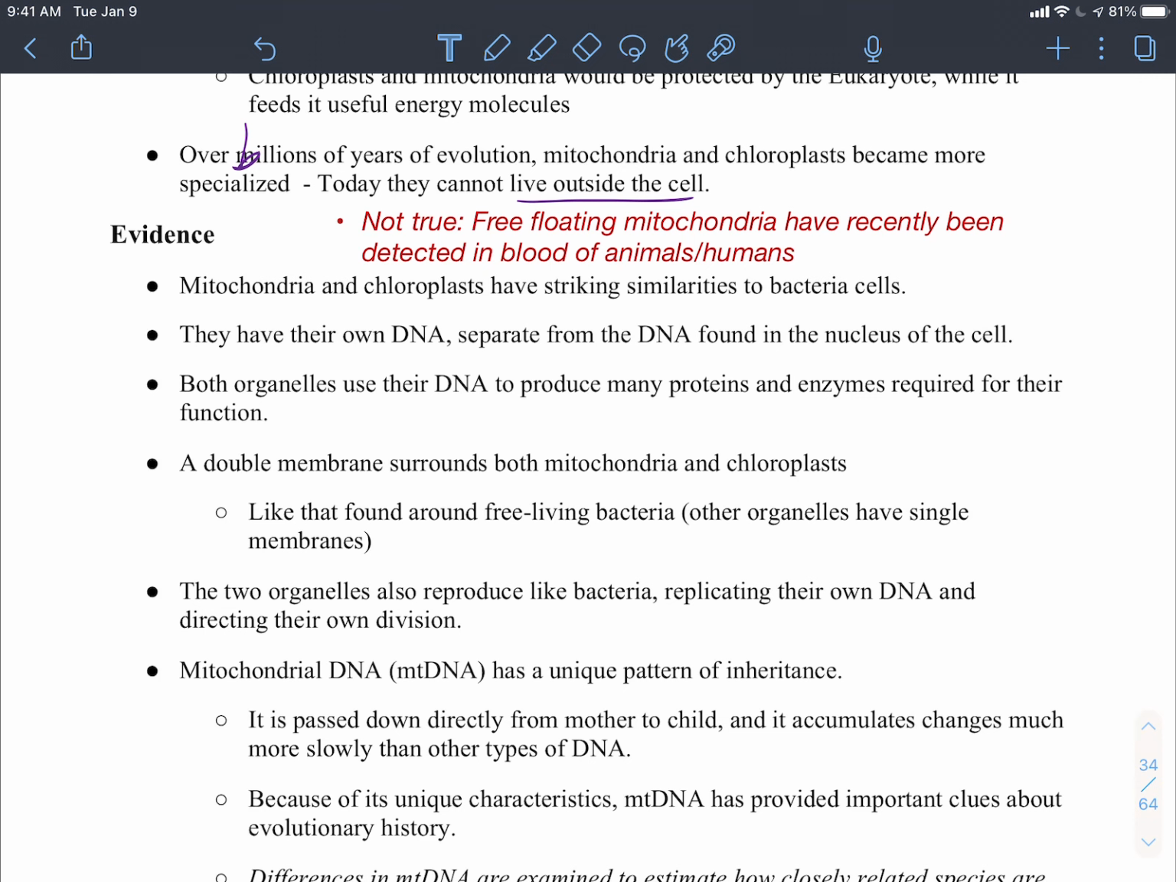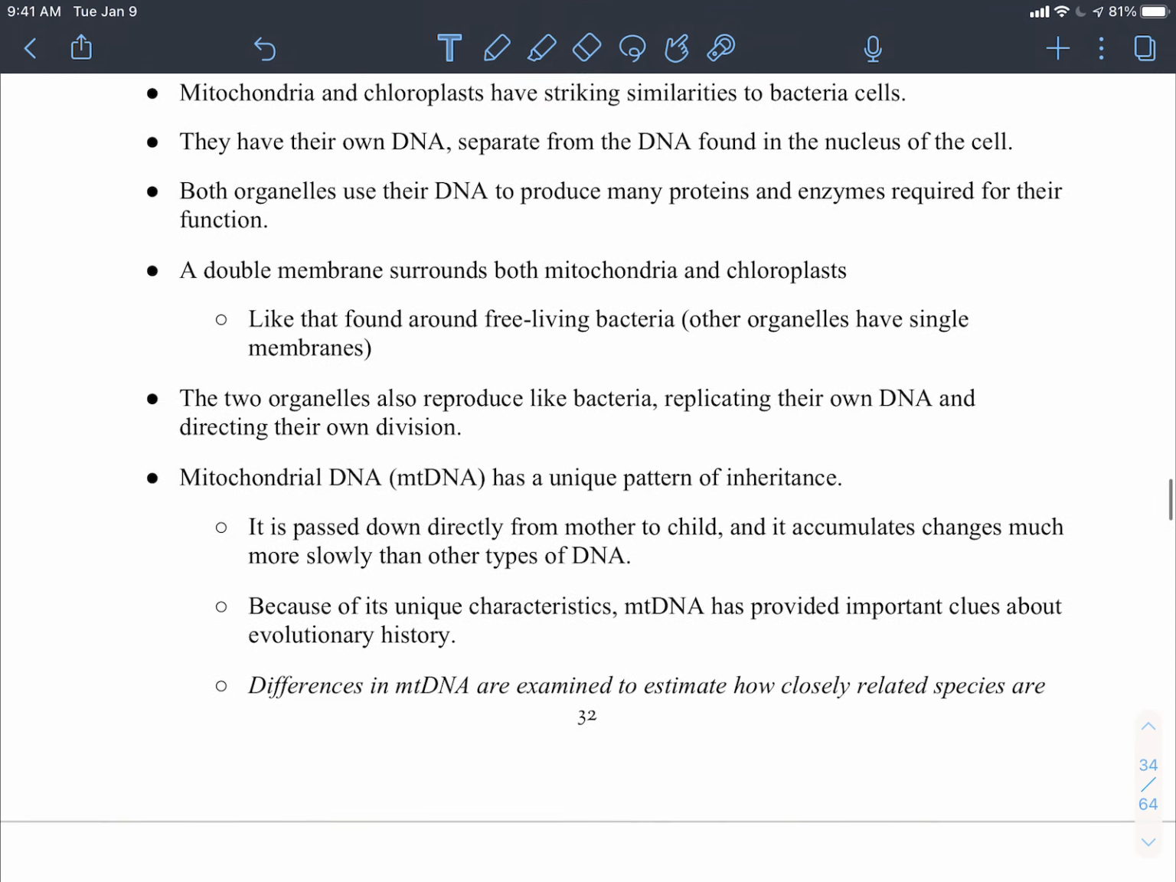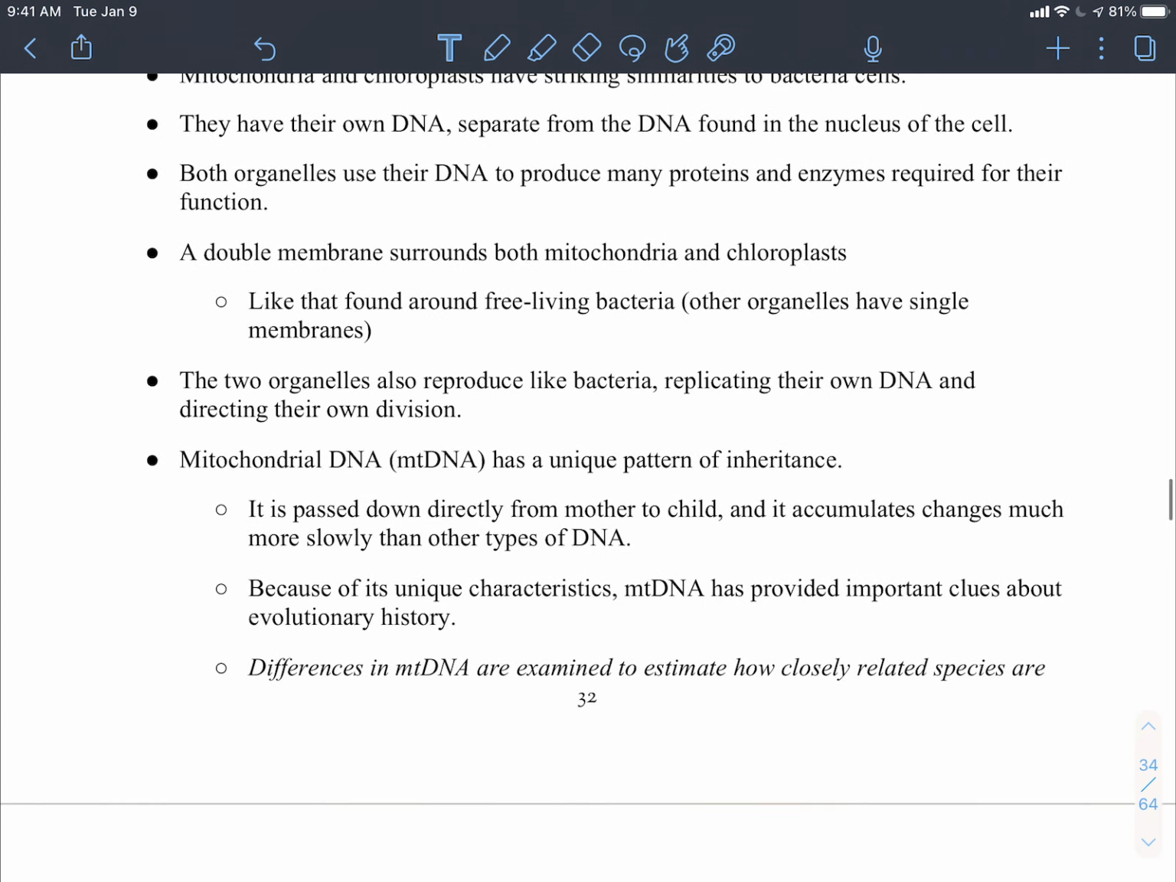Anyways, there's some evidence for this. There's mitochondria and chloroplasts that have striking similarities to bacteria cells. They also have their own DNA that's separate, or their own mitochondrial information. Both organelles use their DNA to produce proteins and enzymes they require. They have a double membrane, just like a regular cell does. And the two organelles also reproduce like bacteria, replicating their own DNA and then directing their own division. It's not something the cell does.